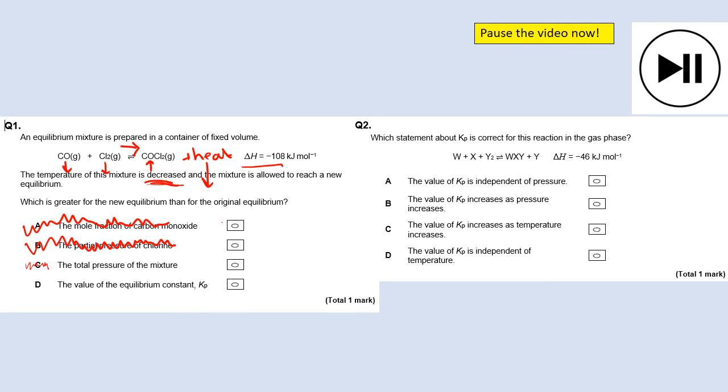The value for Kp, well yes, Kp will change with temperature. Temperature is the only thing that will affect Kp and Kc. Since equilibrium shifts to the right, Kp increases. Yes, the answer is D.